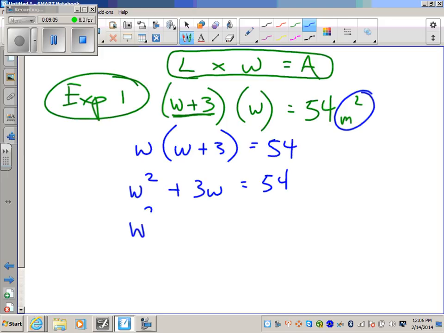Right. So if we keep everything in descending order, and I have to move this 54 over, I'll have to subtract it. Which again looks very similar to what we've been doing the last couple of days. Factors of a negative 54 that are going to give me a difference of a positive 3. I'm thinking 6 and 9, right? Do 6 and 9 give me 54? 6 times 9, yes. So which one has to be bigger then?